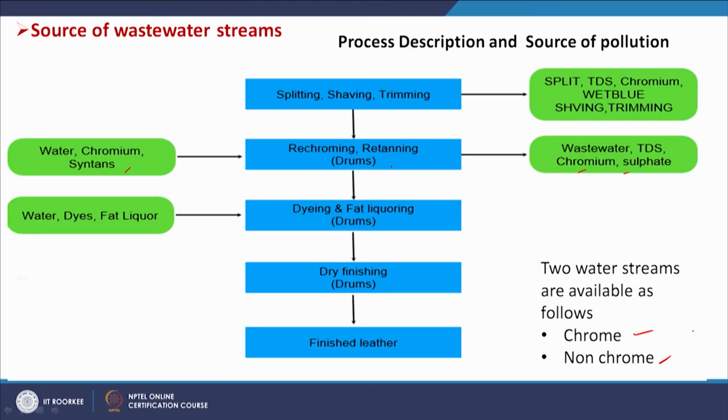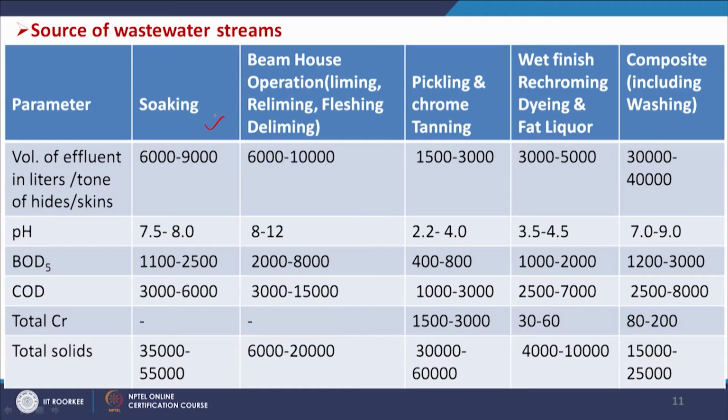And if we see, the whole wastewater can be classified into two streams: one is chromium rich, another is non-chrome wastewater. And here we will see different important sources of wastewater, like soaking and beam house operations, that is liming, reliming, fleshing, deliming and pickling, and chrome tanning, then wet finish, rechroming, dyeing and fat liquoring, and composite. So, these are the different sources, with the volume of effluent in liters per ton of hides or skins.